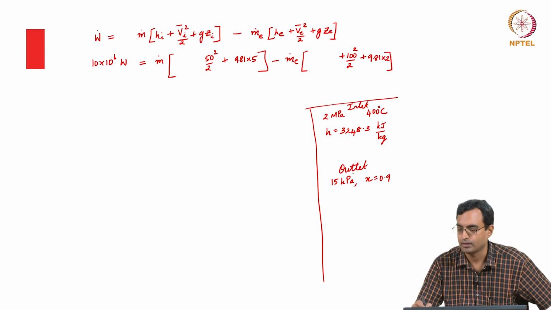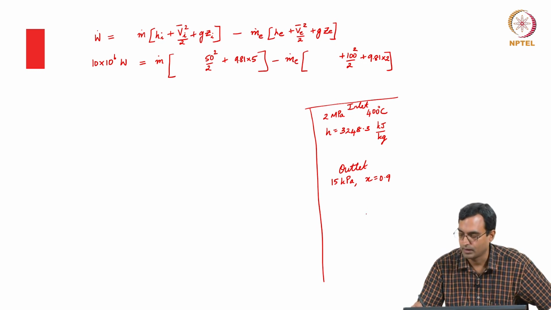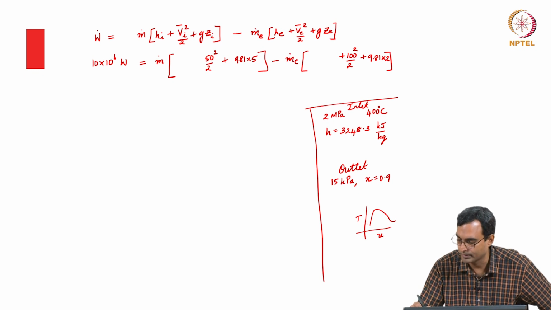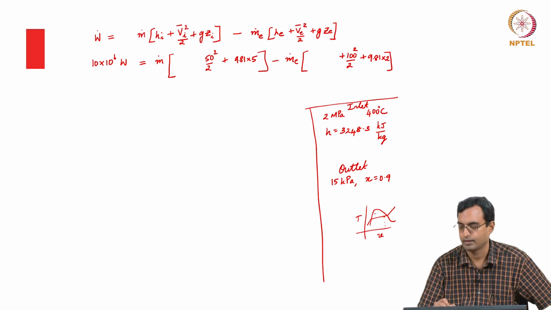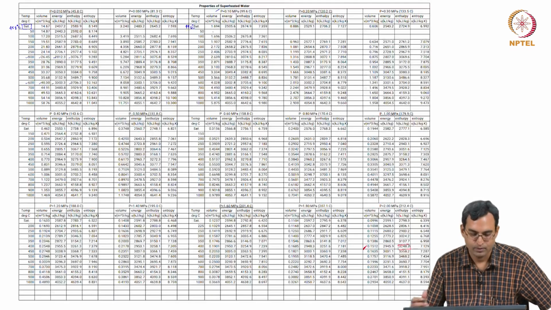At the outlet, I know that it is saturated because I have been given a quality. So it lies between the liquid and vapor lines on a TV diagram. So if I was to look at the 15 kilopascal isobar, it would go like this, and 0.9 is somewhere here. So that's essentially where the point is going to be. So I need 15 kilopascal. So I know it's saturated.